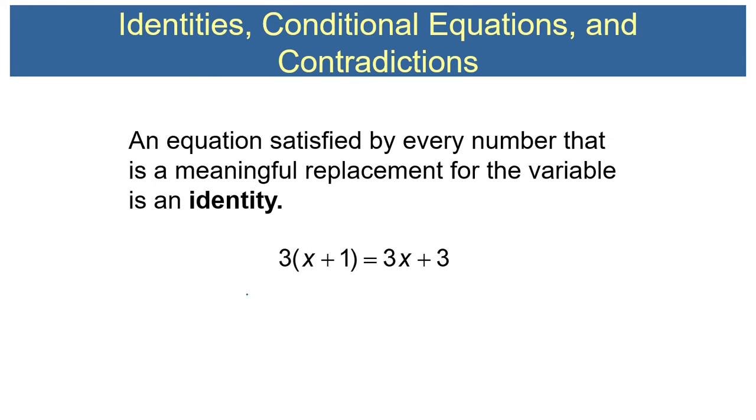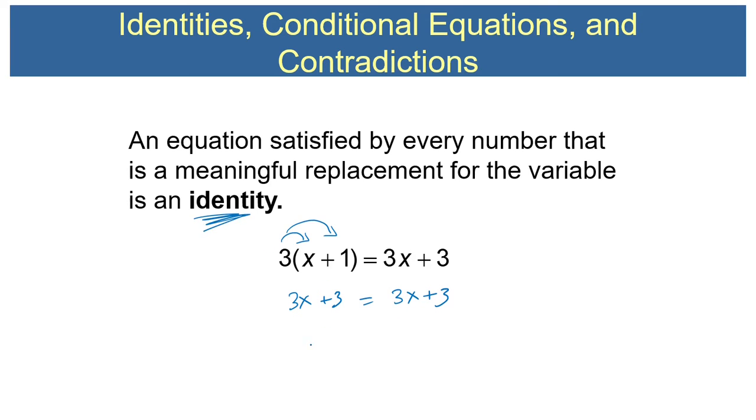An equation satisfied by every number that is a meaningful replacement for the variable is an identity. Consider this example. We have 3 times the quantity x plus 1 equals 3x plus 3. If I were to solve this, I get 3x plus 3 equals 3x plus 3. Both sides are the same.